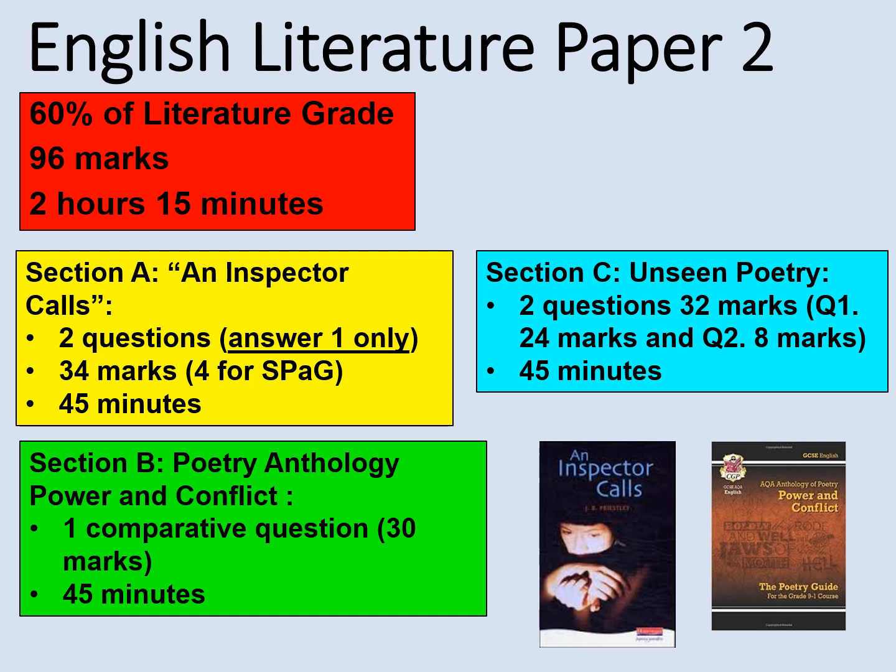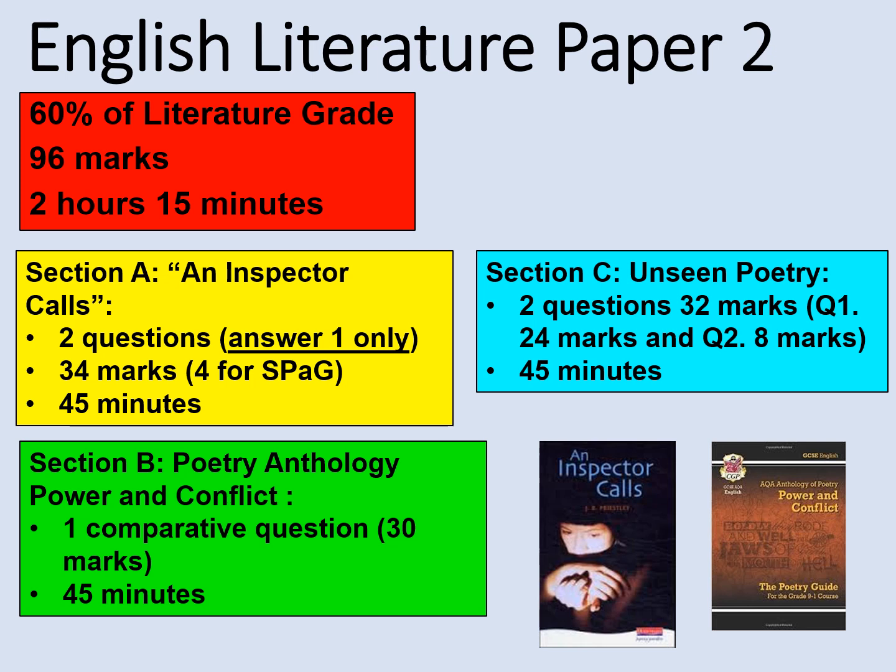Section A focuses on An Inspector Calls. There's a choice of 2 questions and pupils answer 1 question. 34 marks are allocated for Section A, 4 of those marks are for SPAG. Pupils are expected to spend 45 minutes on this section. Section B focuses on the poetry anthology, which will be provided to the students. The cluster that Hurstmere studies is Power and Conflict. Students are expected to answer 1 question from this section and they are to spend 45 minutes on it.